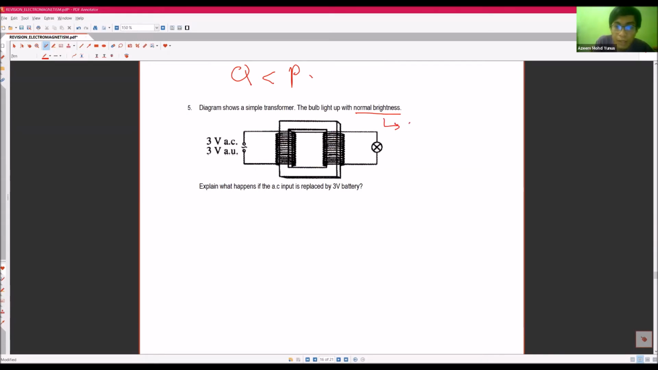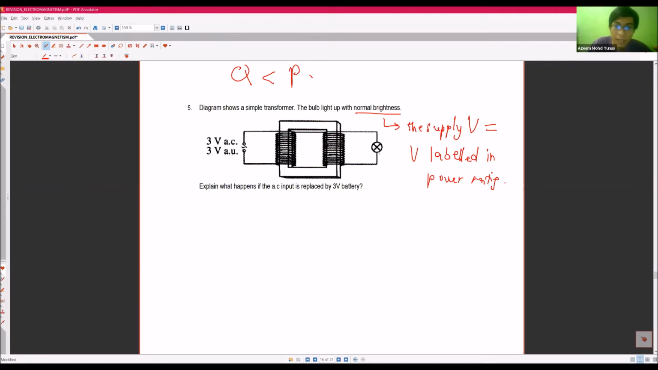The supply voltage is equal to the label voltage in the power rating. So if the power rating is 240 volts, 1000 watts, and the supply is 240 volts, then we call it normal brightness.